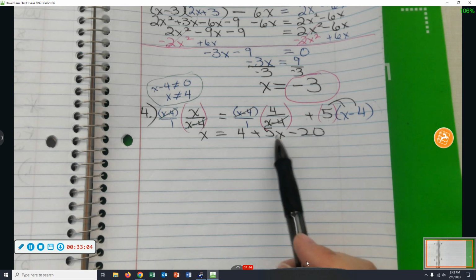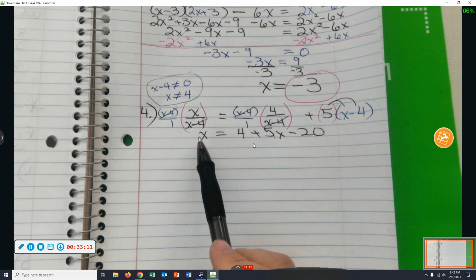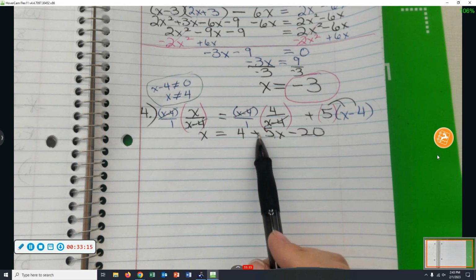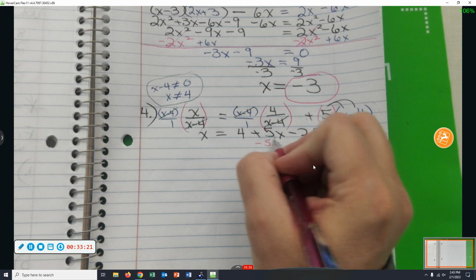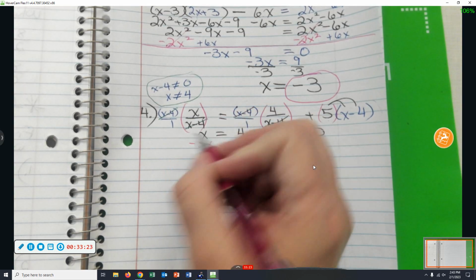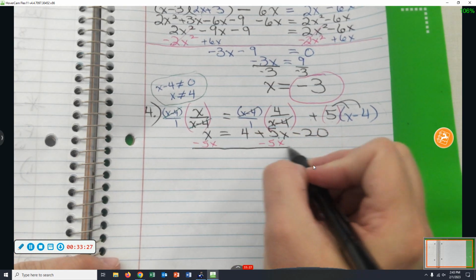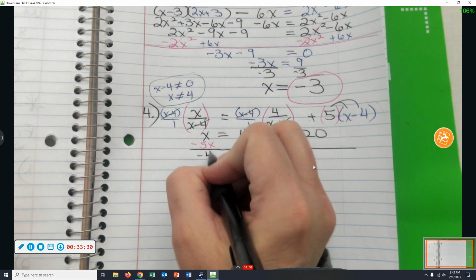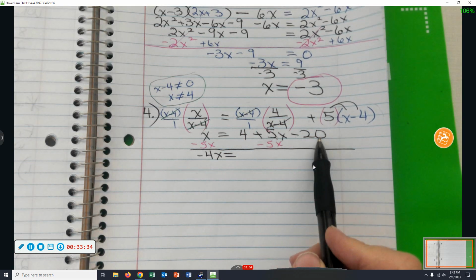Now, I think I want to move the 5x over here and combine it with the 1x. And so what did y'all say do? Yeah. Subtract. Okay. We bring it, picking up the plus 5x, moving it over, it becomes a minus 5x. 1x minus 5x gives me negative 4x.